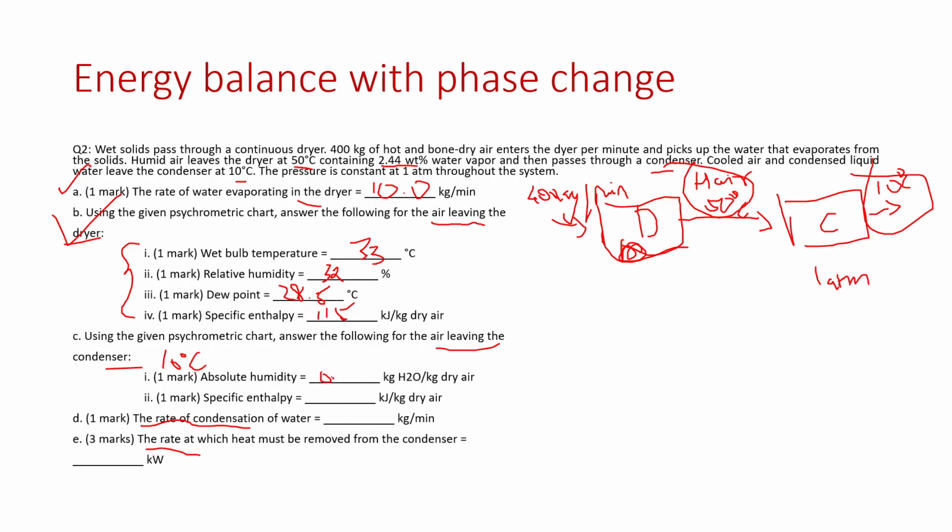To find the absolute humidity, we will extrapolate this point to this axis, and the value for absolute humidity that we will get here is 0.0077. To find the specific enthalpy, similar to the method that we followed for B subdivision 4, the similar way we will find the specific enthalpy for this also. Please try solving for specific enthalpy by yourself. The answer that you will get will be 29.5. Let's move on to the D subdivision, where they have asked for the rate of condensation of water.